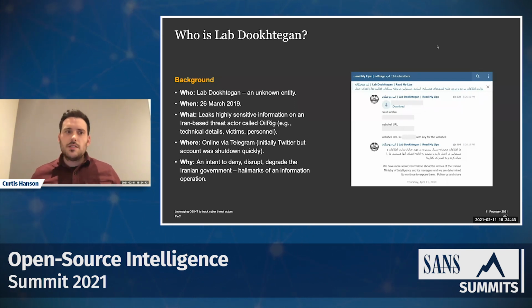This is why it made headlines, but it made me want to answer the question: who the heck is Lab Dookhtegan? They shouldn't have this information. How did they get it? So I start poring over their Telegram channel where they're leaking this information, and I quickly come to the assessment that this is almost certainly an information operation. It has all the classic hallmarks of deny, disrupt, degrade, in this case the Iranian government. So I have a little understanding of Lab Dookhtegan's intentions here, but I still don't know who they are. And so I set out to attribute Lab Dookhtegan, and unfortunately, I don't get very far.